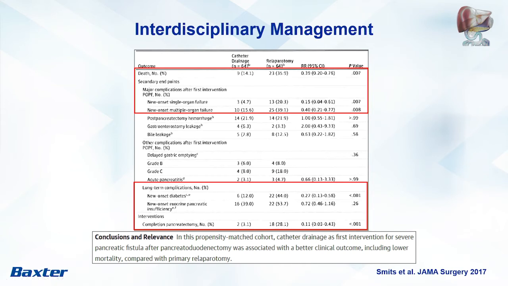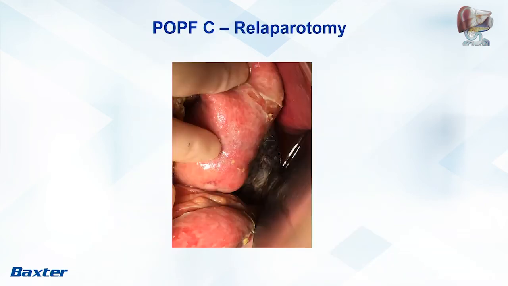I mean, this is self-explaining. If you take out the pancreas, you do have diabetes. If you do it interventionally, you can keep the pancreas. So you should be as conservative regarding salvage pancreatectomy as ever possible.